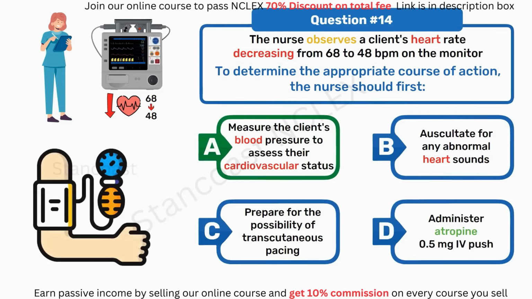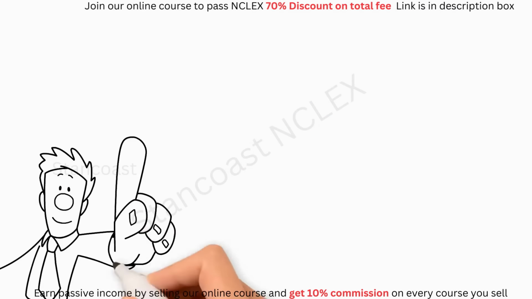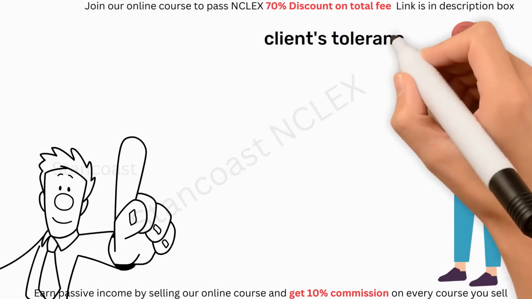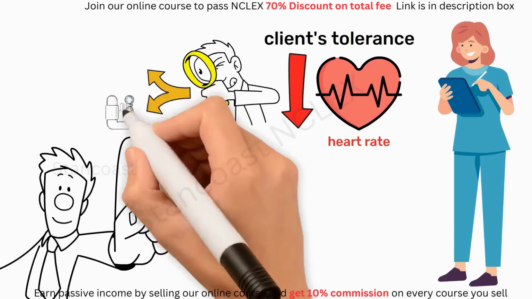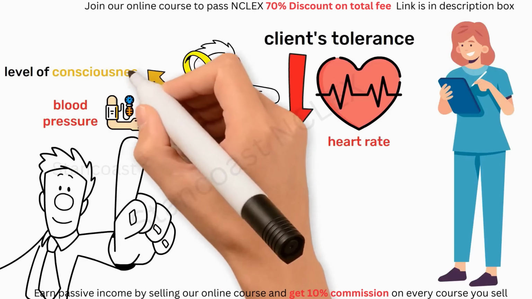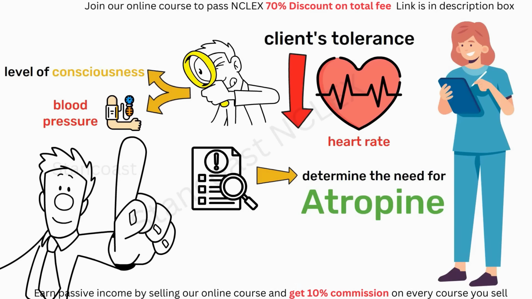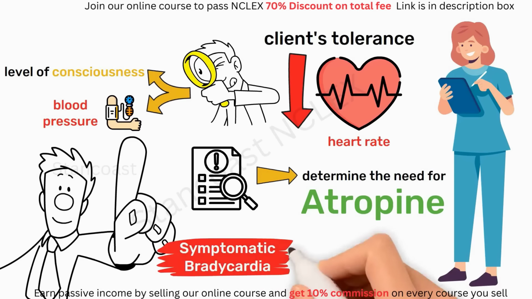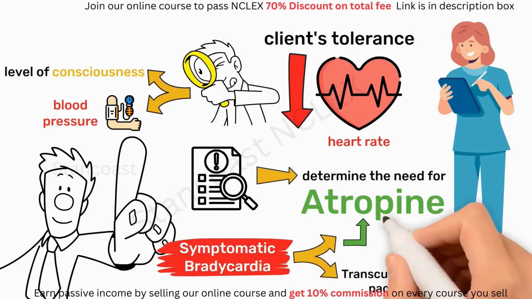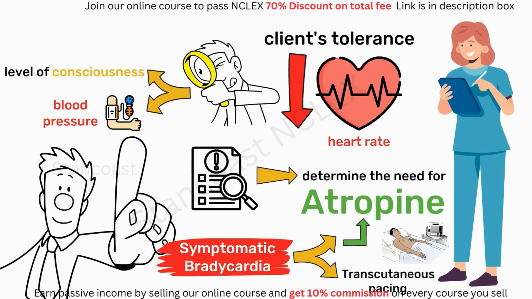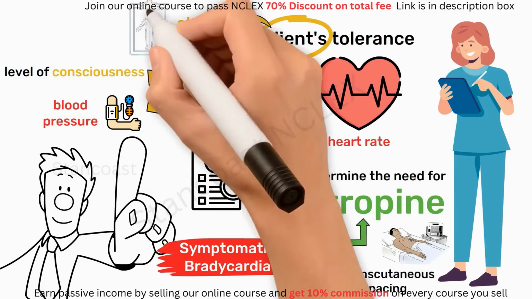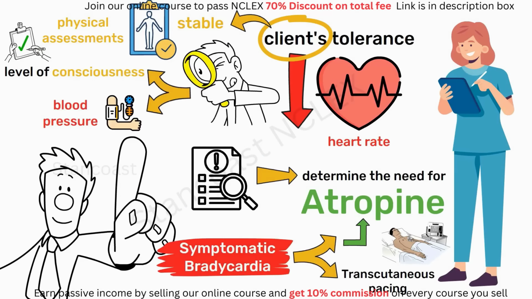Option A is correct. First, the nurse should assess the client's tolerance to the drop in heart rate by checking their blood pressure and level of consciousness. This evaluation will help determine the need for atropine. In cases of symptomatic bradycardia, atropine and transcutaneous pacing are potential interventions. Once the client is stable, further physical assessments can be conducted.